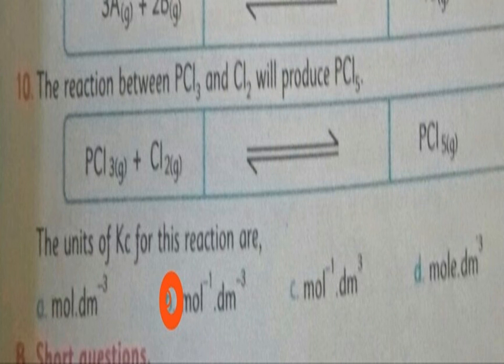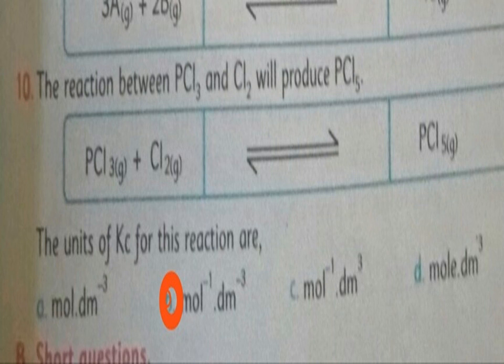Okay, now the 10th one: the reaction between phosphorus trichloride and chlorine will produce phosphorus pentachloride. This is a reversible reaction. Look here, 1 mole of phosphorus trichloride reacts with 1 mole of chlorine molecule and gives us 1 mole of phosphorus pentachloride. As we know, the Kc expression is equal to the concentration of product in the numerator and the concentration of reactants in the denominator, and the unit of Kc is mole per decimeter cube.